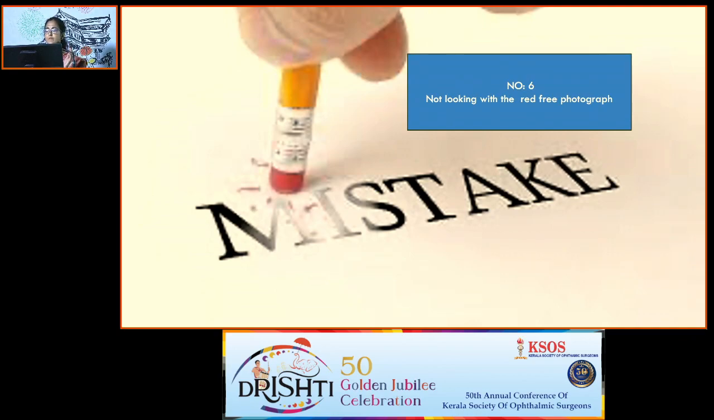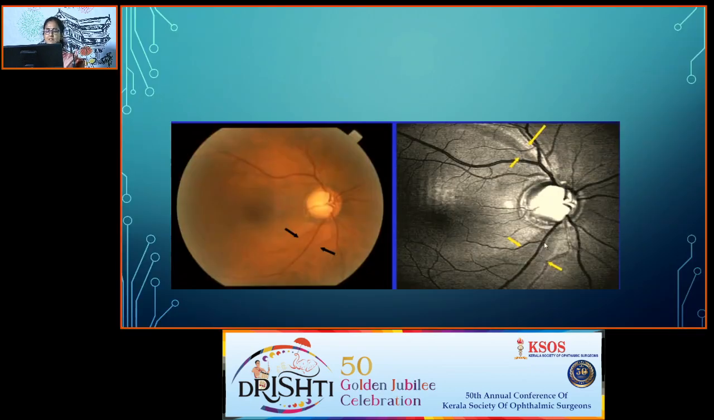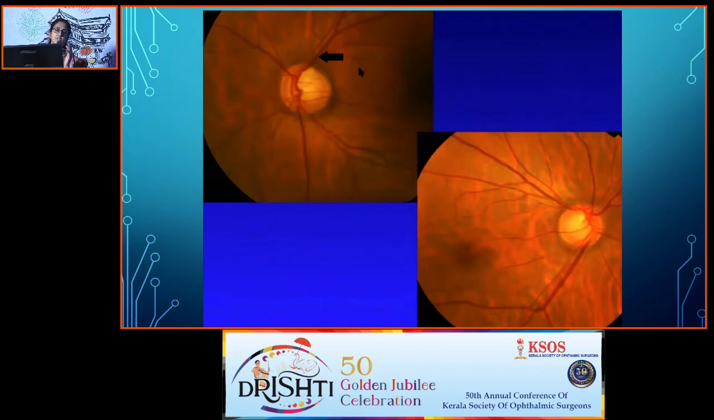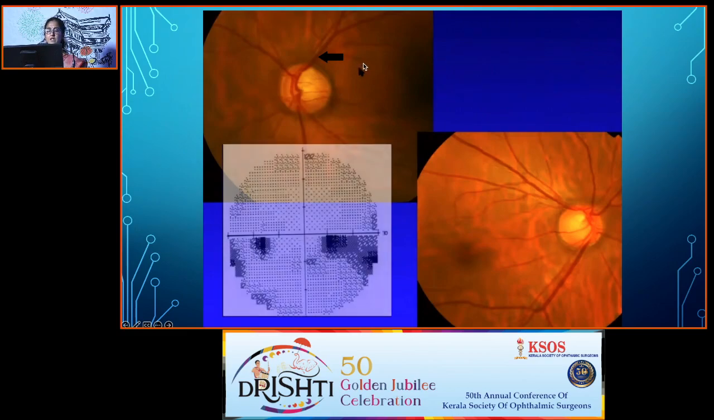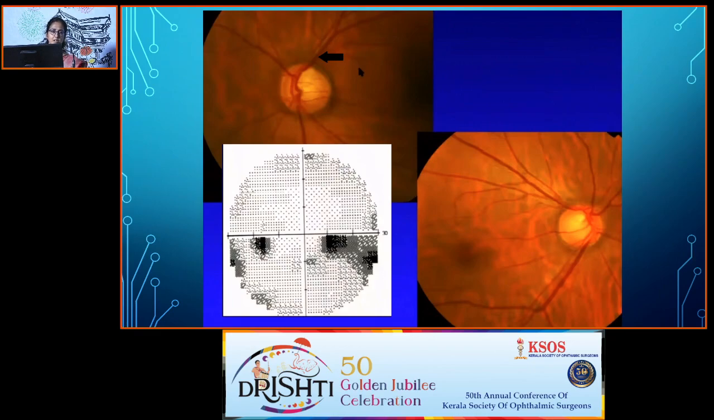Number 6, not looking with the red free photograph. That is a very bad mistake, because for the beginners, detecting the RNFL defect with the fundus photo or fundus examination will be a little difficult. So as you see in the picture, it will be difficult here, but for the expert it is easy. But if you look carefully, you can see a superior notch, but when you examine under the red free light, you can see the RNFL defect, wedge shaped RNFL defect. So suppose it is a patient with so much of tessellated fundus, it is even more difficult. But if you look carefully, you can see the superior notch here, and you can correlate it with the field. You can see the corresponding field defect inferiorly.